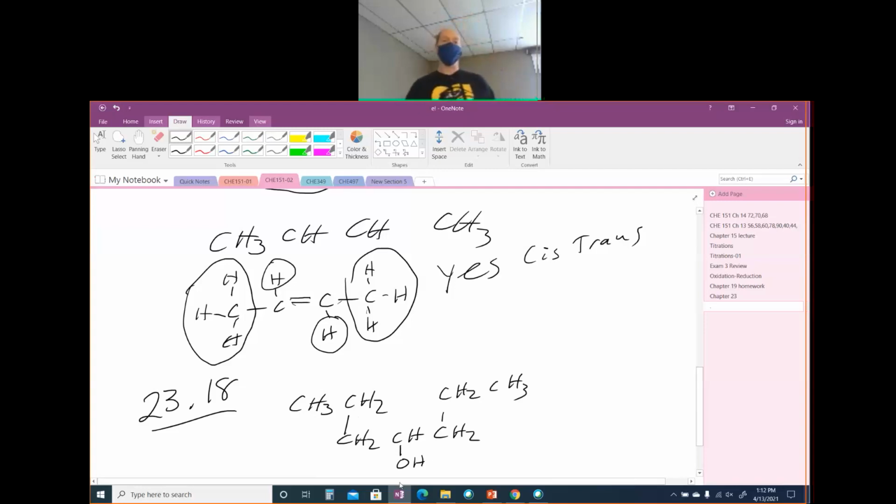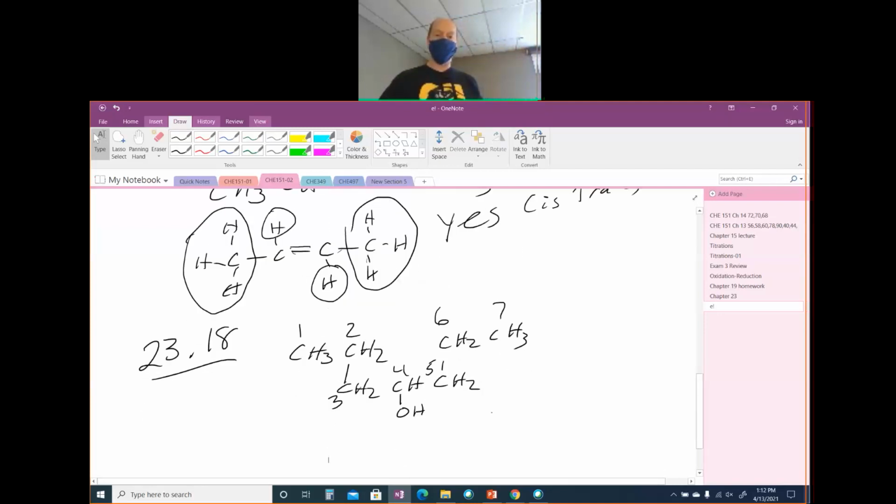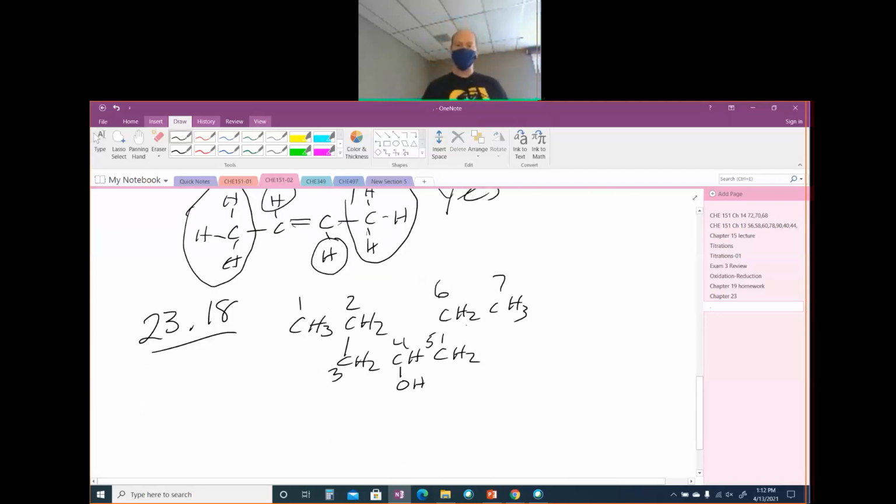All right, so rule number 1 is find the longest carbon chain. And so 1, 2, 3, 4, 5, 6, 7. All right, where the OH is number 4. If you go the other direction, 1, 2, 3, 4, 5, 6, and 7. Either way, the OH has the number 4. So 7 is heptane.